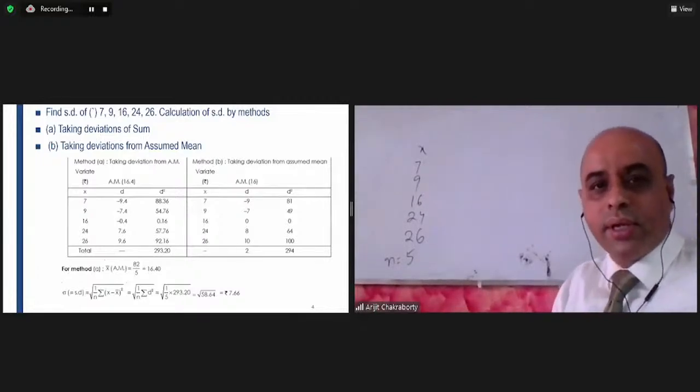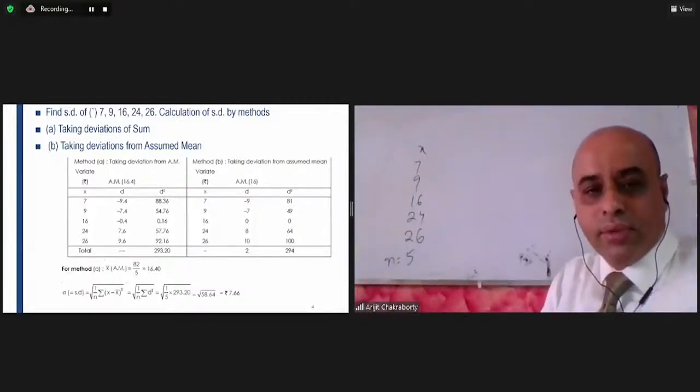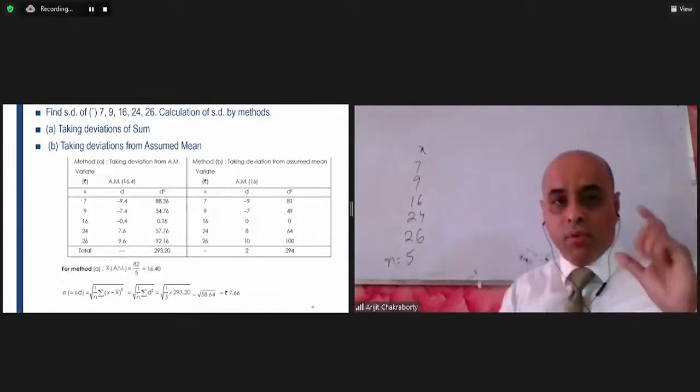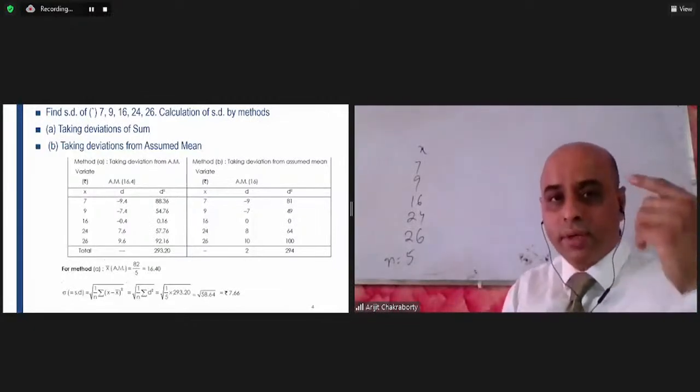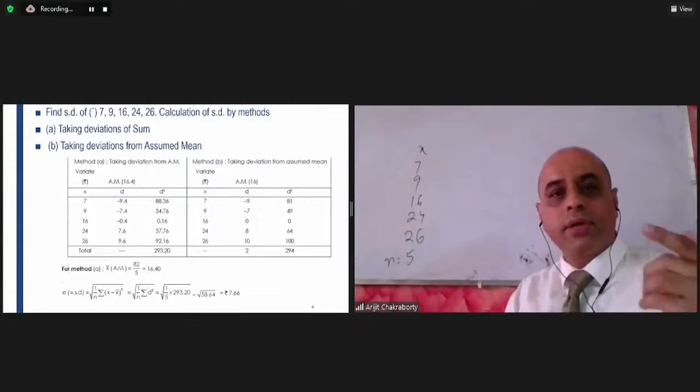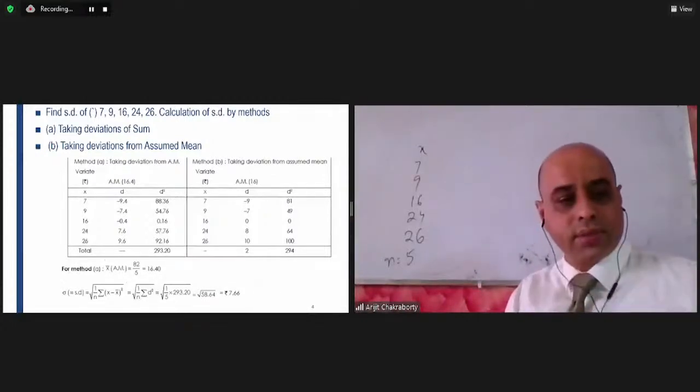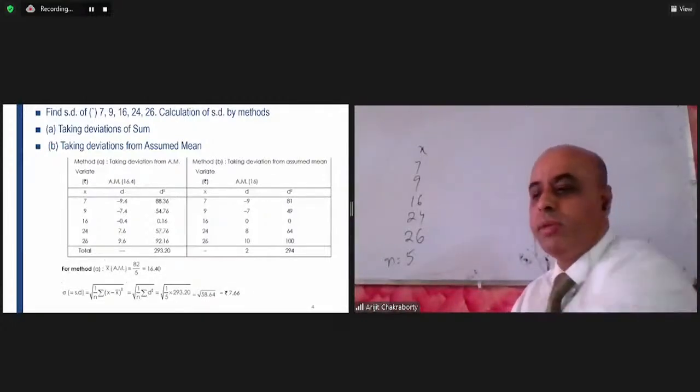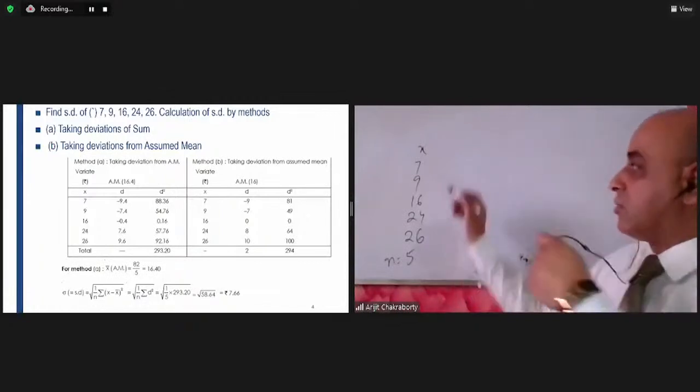Now comes the next step. We have to find the deviation. But then deviation from what? Deviation from arithmetic mean. So let us try to calculate the arithmetic mean first. How to calculate the arithmetic mean? We just find out the sum.